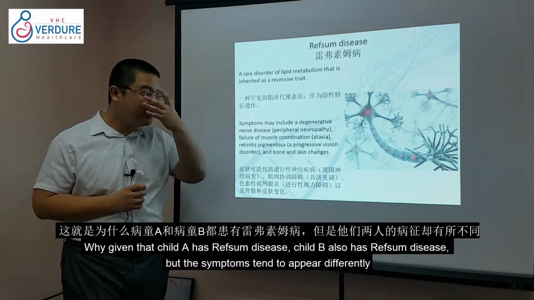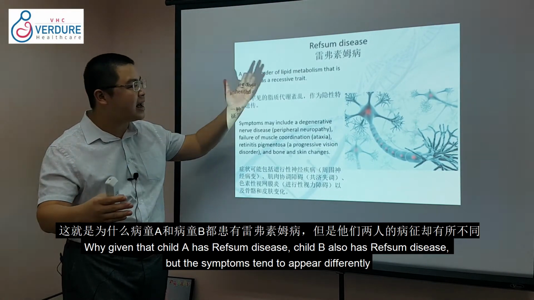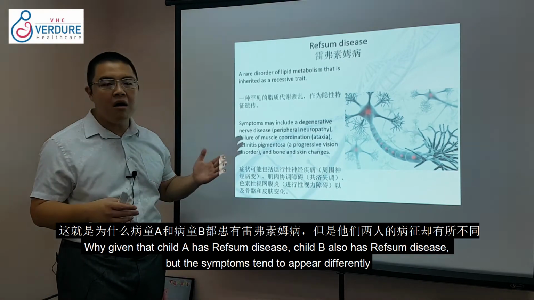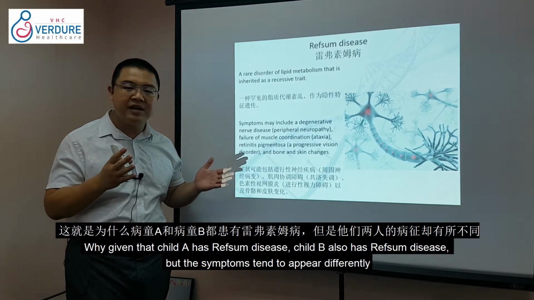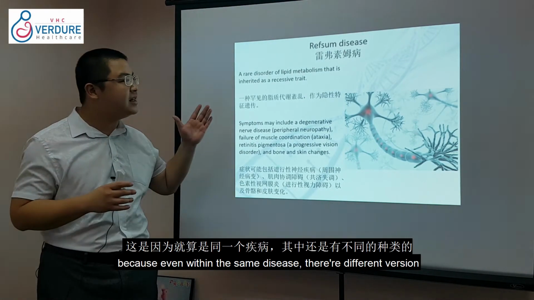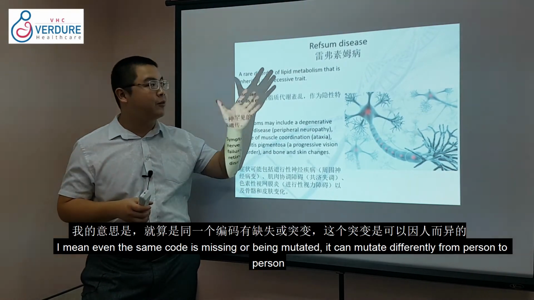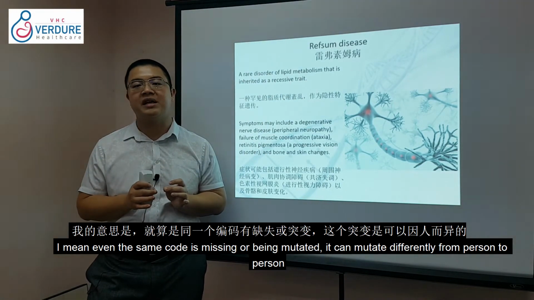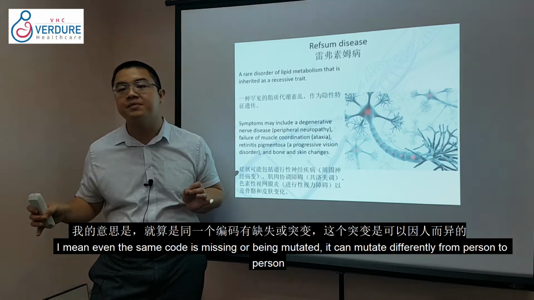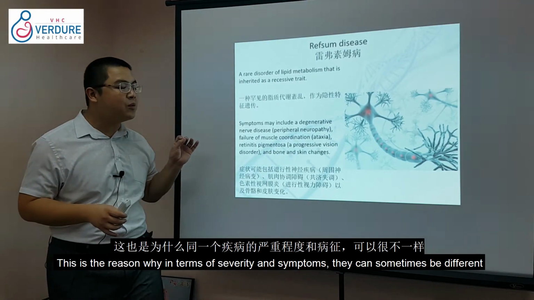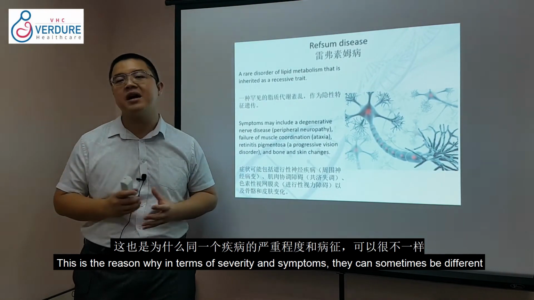Some of you have asked me, Adam, why, given that Child A has Refsum disease and Child B also has Refsum disease, the symptoms tend to appear differently? It is because even within the same disease, there are different versions. Even when the same code has been missing or mutated, it can mutate differently from person to person. This is the reason why, in terms of severity and symptoms, they can sometimes be different.